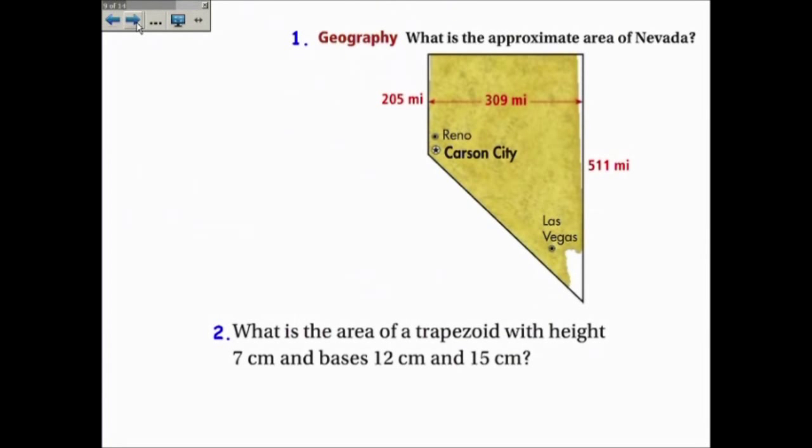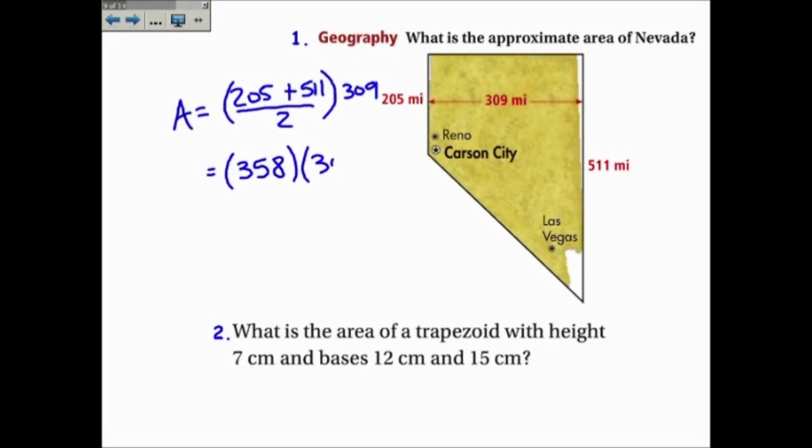So an example of finding the approximate area of Nevada. It's roughly a trapezoid shape. So the area is equal to the average of the bases. Now the bases are the two sides that are parallel. So it must be the 205 miles plus 511 divided by 2 is the average of the bases times the height perpendicular to those bases, which is 309. So 205 plus 511 divided by 2 is 358. The average of the bases times the height, 309.